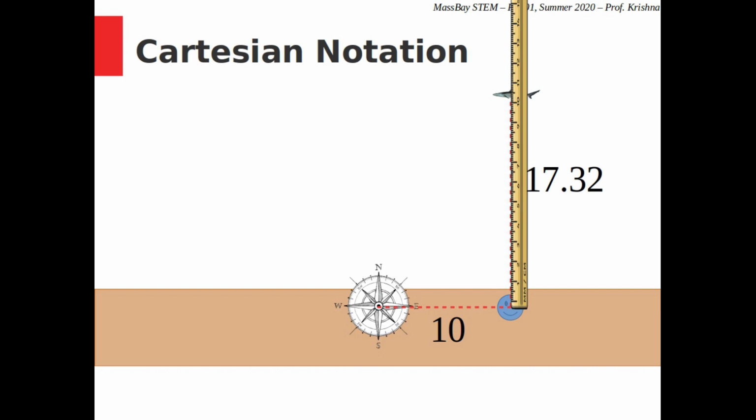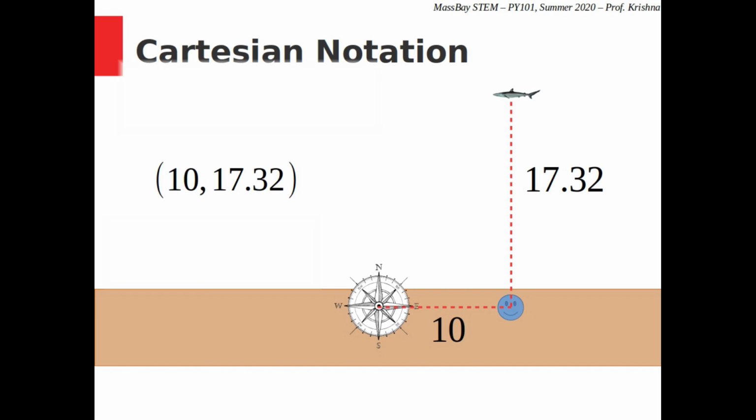Next, have your friend use the tape measure to find the distance from themselves to the shark. To do so, they have to hold the tape measure at 90 degrees to the bridge. We get 17.32 meters. Again, we have unambiguously located the shark. It is 10 meters east and 17.32 meters north of our position. Unlike polar notation, which used a distance and an angle, this system of describing the location uses two distances, one east-west and one north-south. This system is called Cartesian notation.